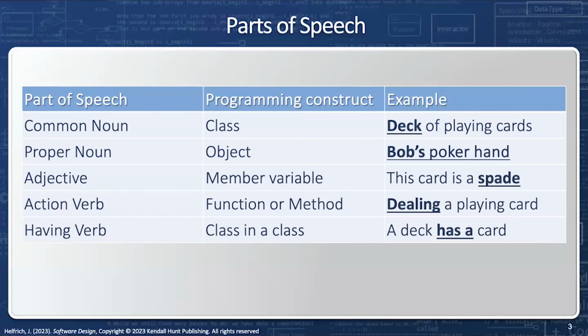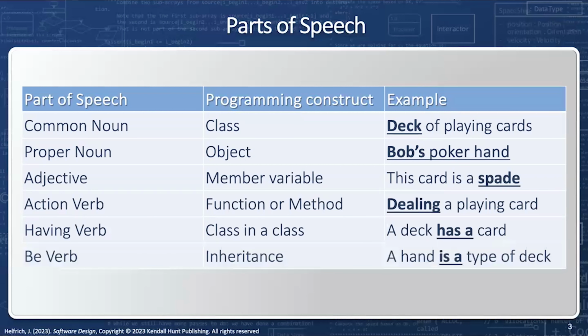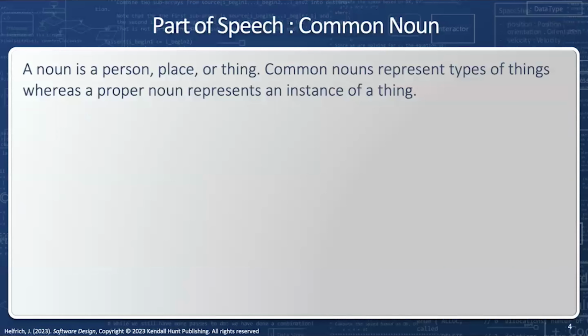A having verb is going to be composition or aggregation, a class in a class. So a deck has a playing card. And then a being verb is inheritance. A hand is a type of deck. So we're going to look for these types of parts of speech in our requirements. So let's take a look at these in more detail.